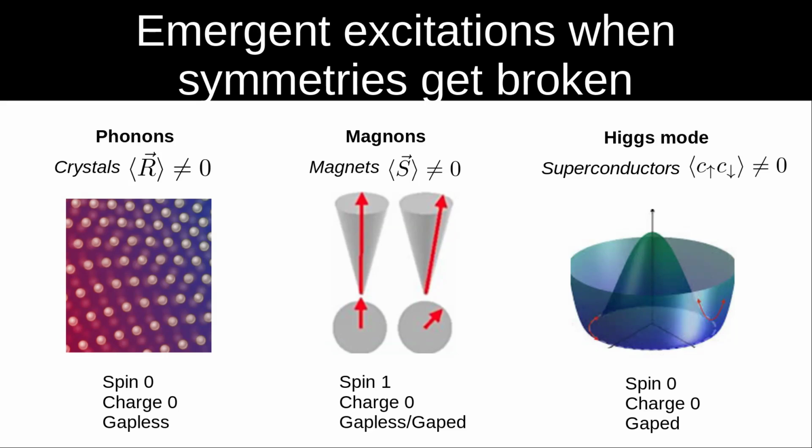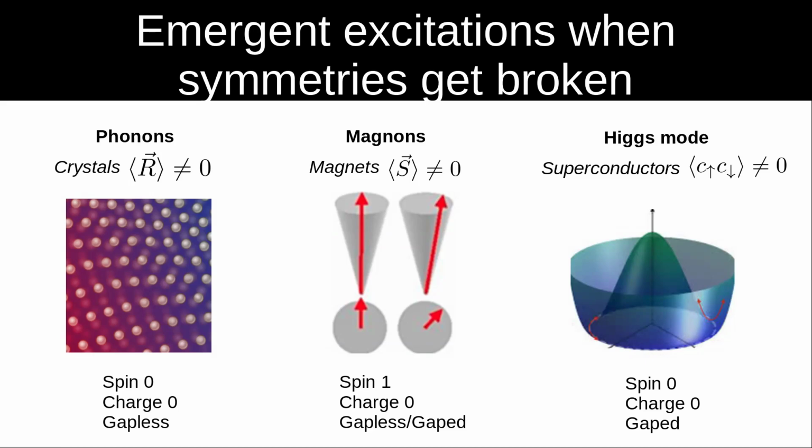So every time that you have a magnet that breaks time reversal symmetry, you also break the SO(3) rotational symmetry of the magnetization, because the magnetization is a vector. And this breaking of a continuous symmetry gives rise to this fundamental excitation that we call a magnon. And of course, if you have the breaking of a, let's say, more complex symmetry, such as gauge symmetry, as it happens in superconductors, then we can have a more complex type of excitation, such as the Higgs mode, which is a fundamental excitation that appears in superconductors.